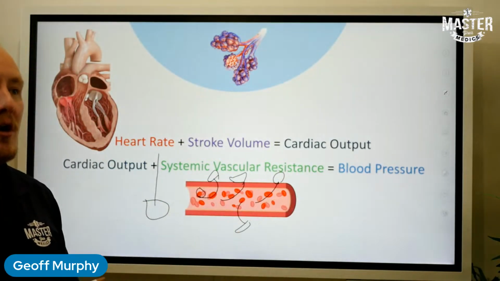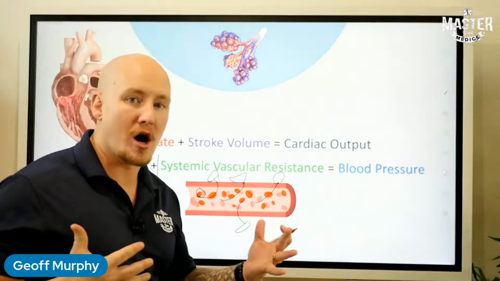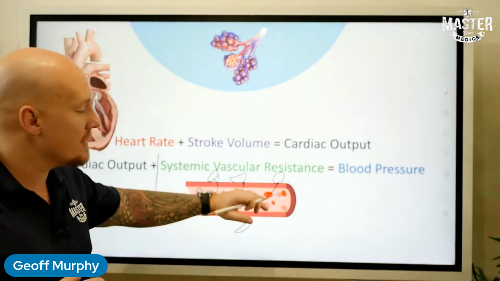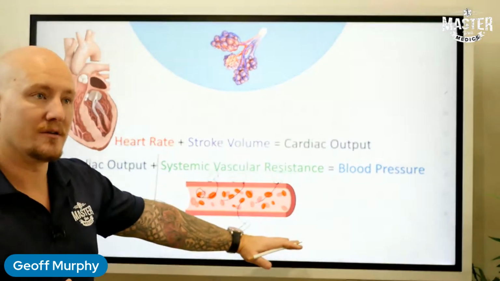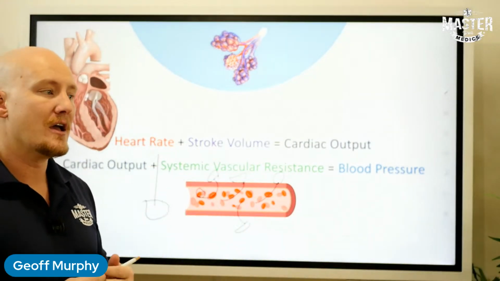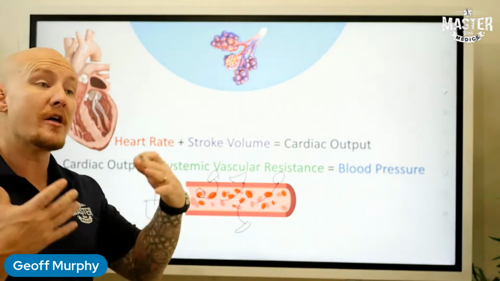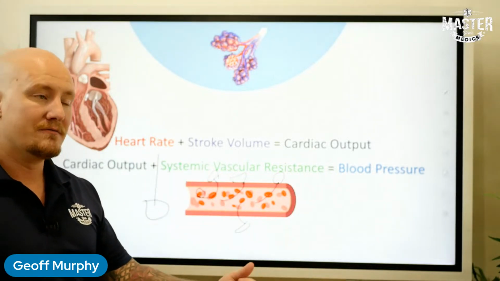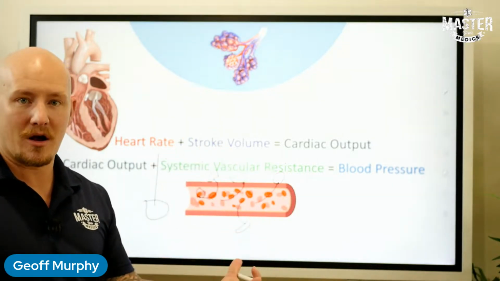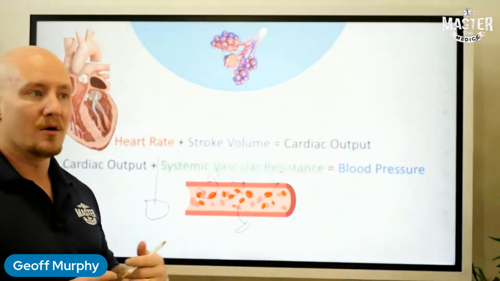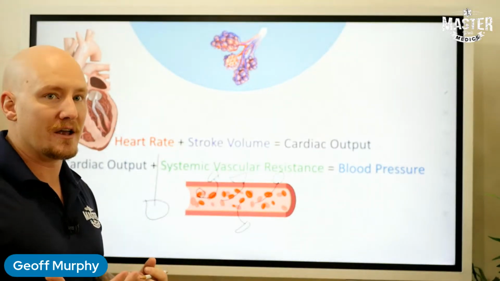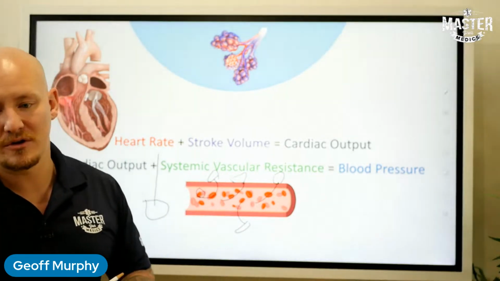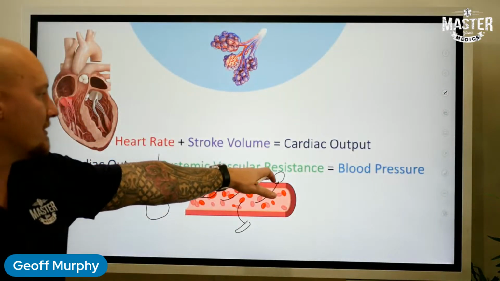So this is what we would call distributive shock, where the fluid is distributing from where it's supposed to be to where it's not supposed to be. It's distributing out. Another example of distributive shock would be anaphylaxis. Very similar pathological process to how sepsis works, we just have the cause of it being a little bit different. So that's distributive shock. Our problem is here.